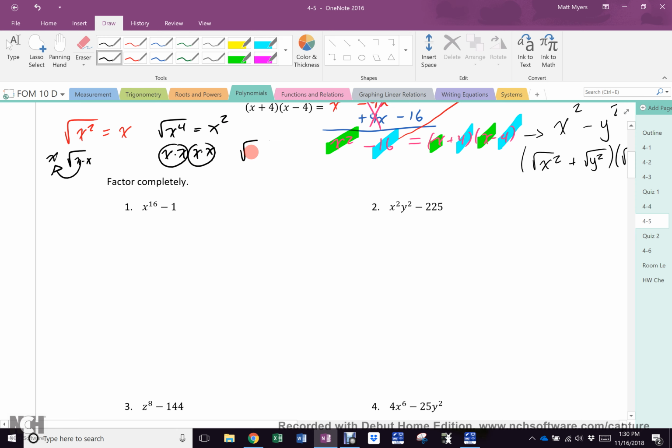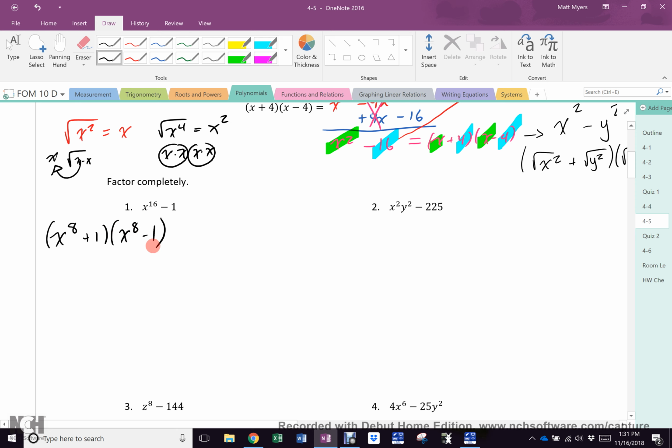Yeah. What is the square root of x to the sixth? X cubed. What is the square root of x to the eighth? X to the fourth. What is the square root of x to the 64th? X to the 32. What is the square root of x to the 9th? X to the 3. Doesn't exist. Everybody good? Yeah. Okay. So now that you have seen that pattern, I didn't actually show you that. You put it together. What then is the square root of x to the 16th? X to the 8th. What's the square root of 1? 1. Plus 1. And x to the 8th minus 1.